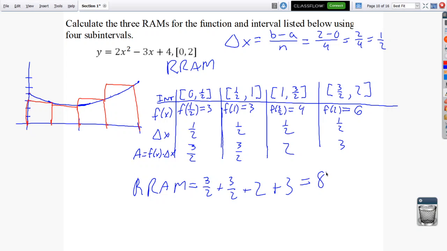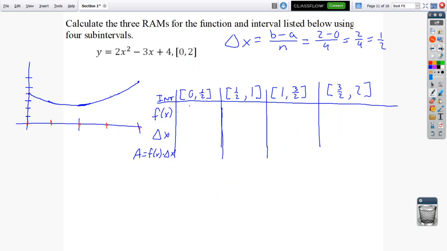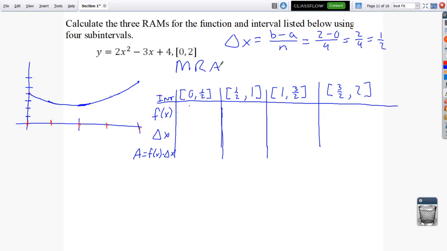There are some calculations that we have to do to actually find out what the area is there, but we're not quite there yet. We still need to calculate our MRAM, and the MRAM is going to be the exact same setup. Here we're doing an MRAM. Note that I'm marking down which one I'm doing so that I can remember which one I'm actually concentrating on at any given point. So the MRAM means to determine your height, you go to the middle of the interval. So the middle of the interval is right here, go up to the height, draw in your rectangle. Middle of the next interval, draw your height, sketch in the rectangle. Middle, sketch in the rectangle. Middle, sketch in your rectangle.